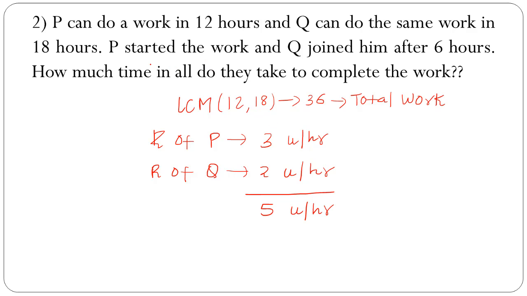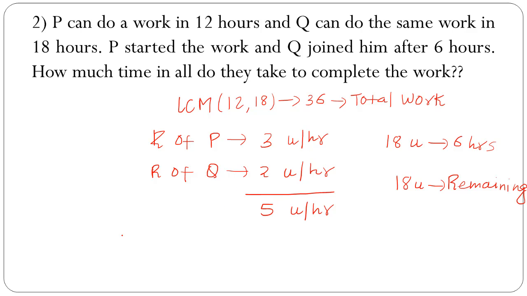But see, in the question it's given, P started the work and Q joined him after 6 hours, which means P alone did the work for 6 hours. So P can do 3 units in 1 hour, then in 6 hours he can do 18 units of work, right? So P alone did 18 units of work in 6 hours. So now the remaining work is 36 minus 18 units, which is 18 units of work remaining, right? Now this remaining 18 units is completed by P and Q together.